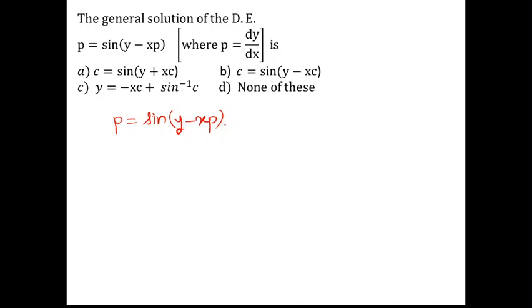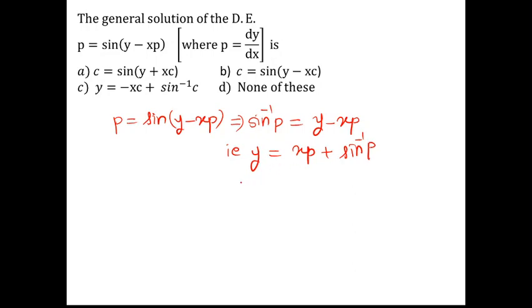Next we will go for whether it is soluble for x or y, or it's a Clairaut equation. As the variable terms are under the sine function, let's remove this by taking sine inverse on both sides. So we have sine inverse of p is equal to y minus xp. Now you can rewrite this: y is equal to xp plus sine inverse of p.